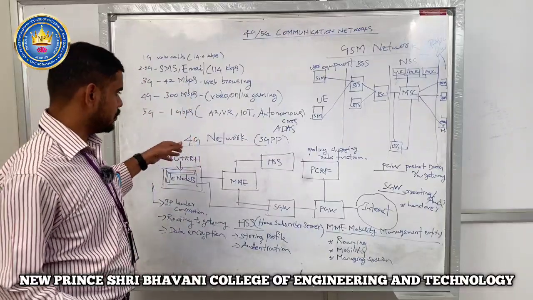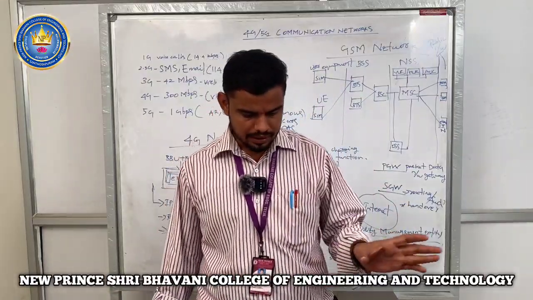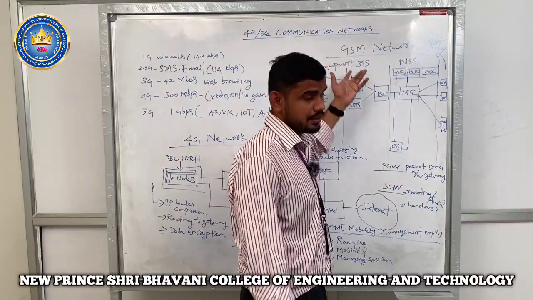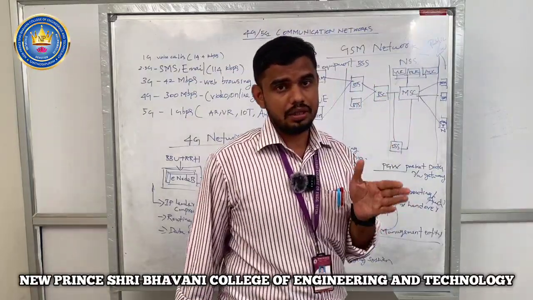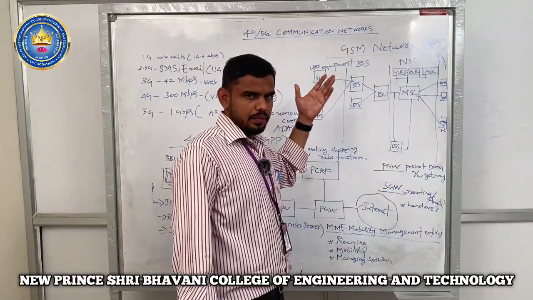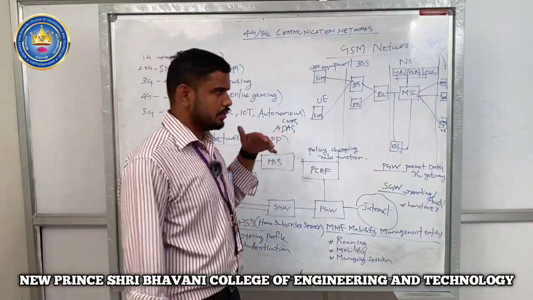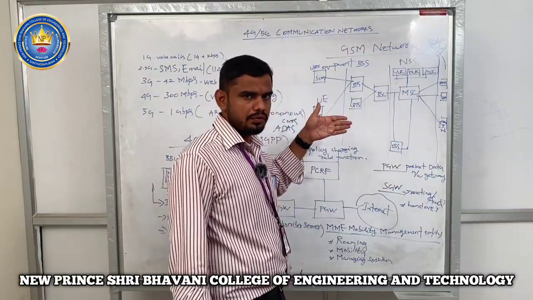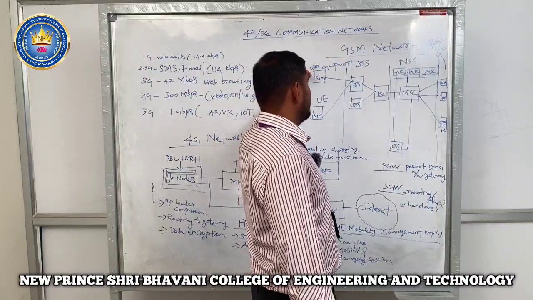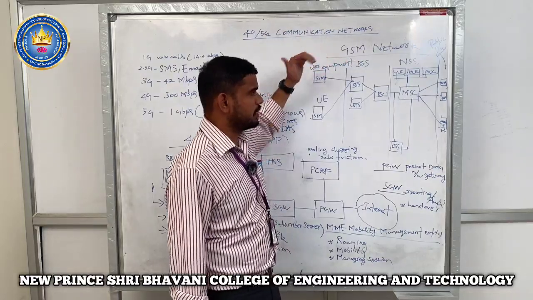Before we go to the 4G network, we have to know the basic mobile network system, that is GSM, Global System for Mobile Communication. This is the basic mobile network we are using in 2G. Without knowing the GSM network, it is very hard to understand the 4G network. So in the GSM network, we have user equipment, which is the initial phase of the network.